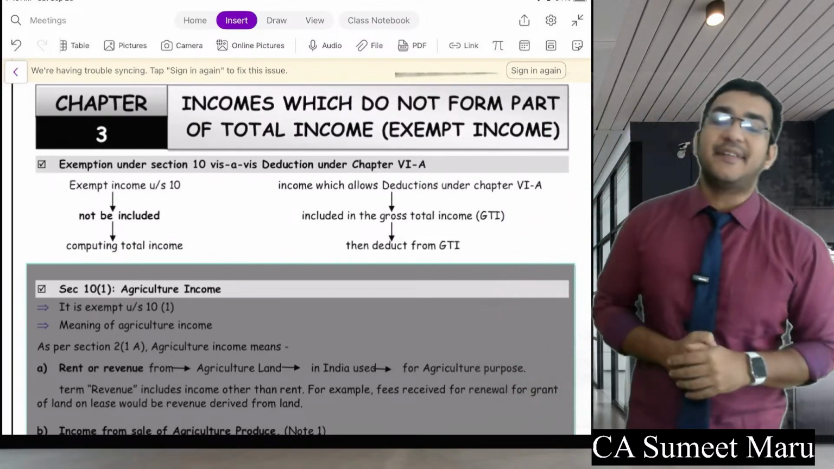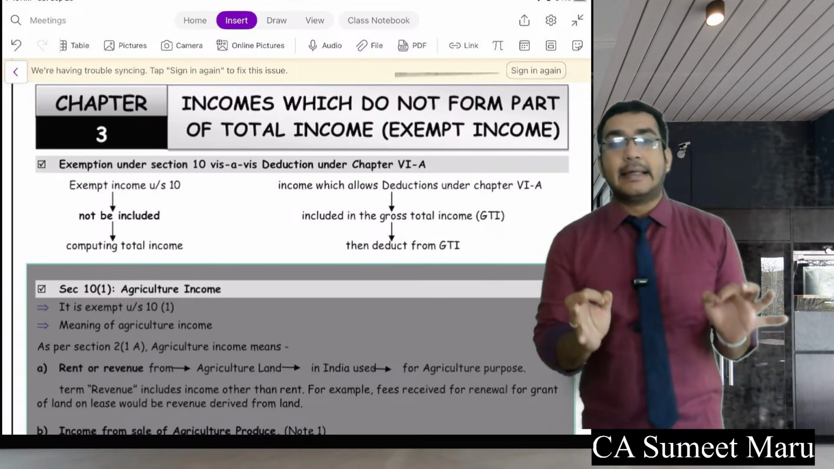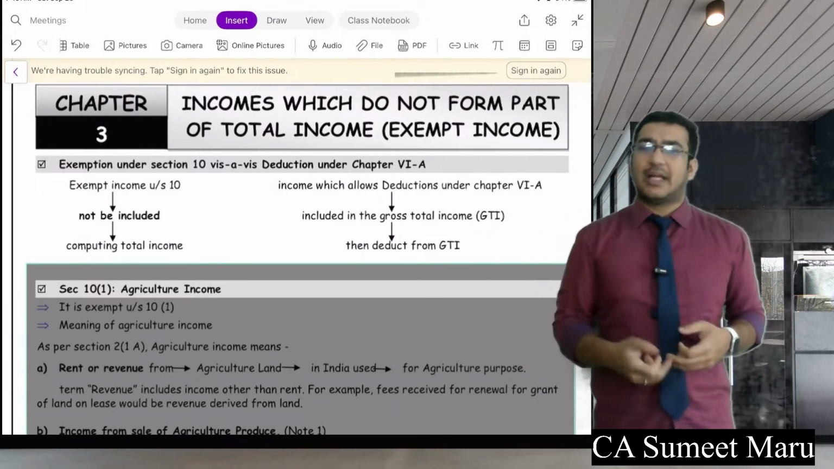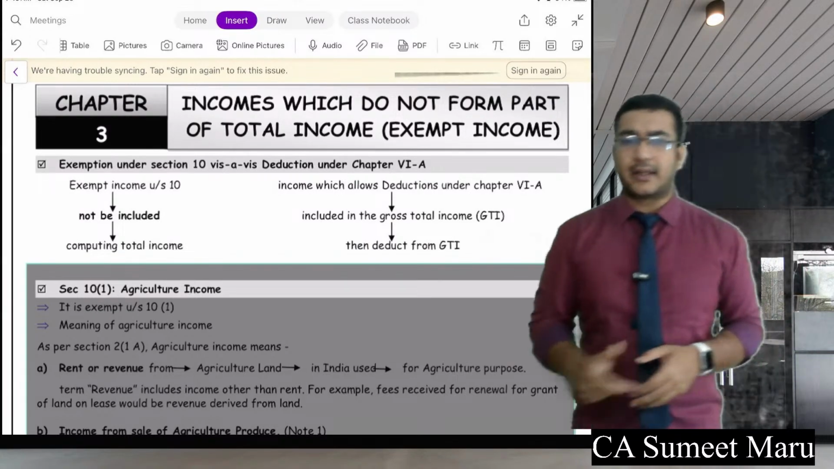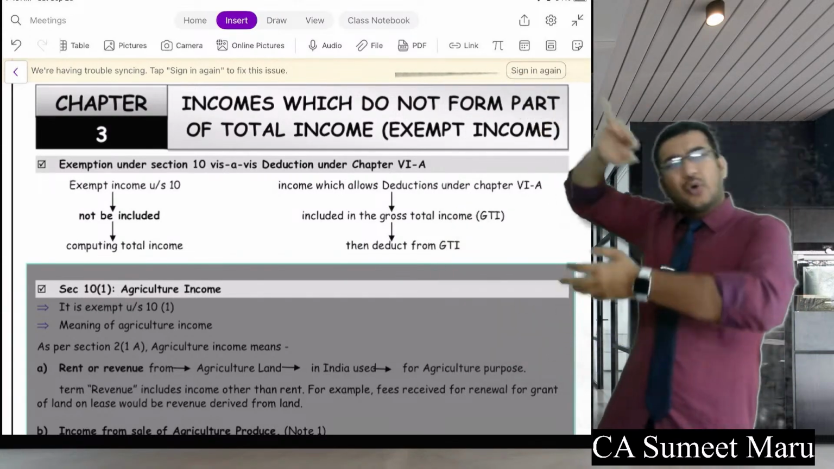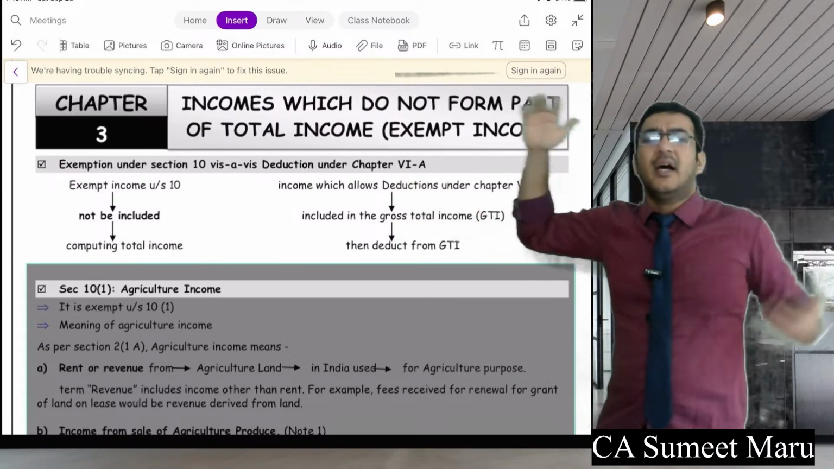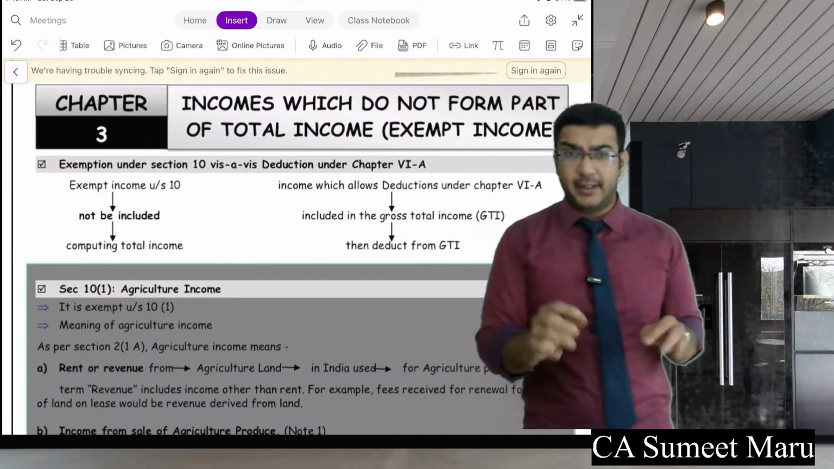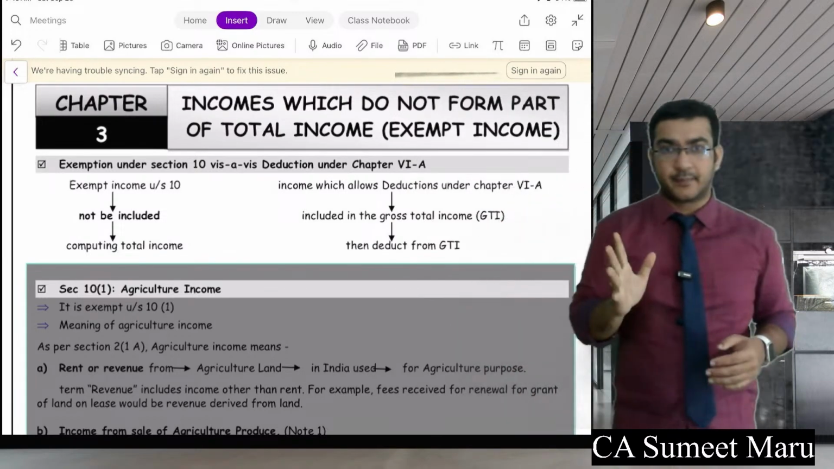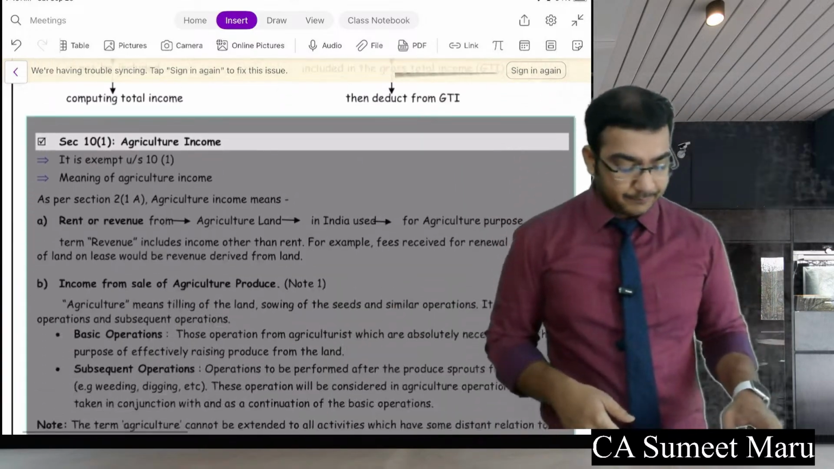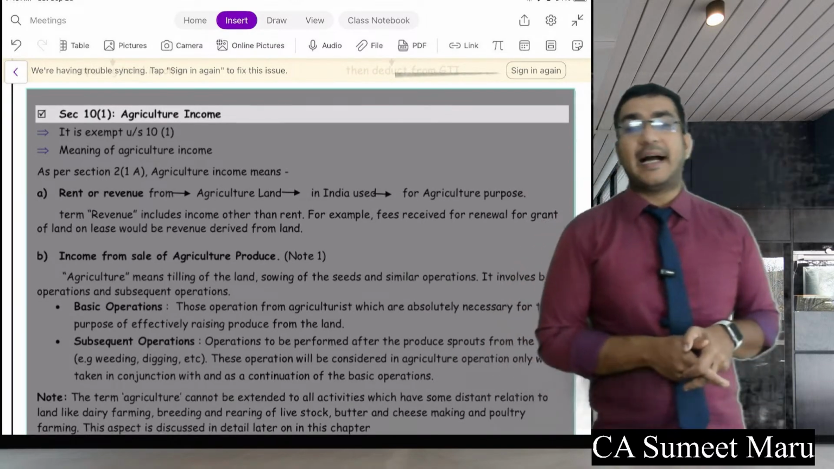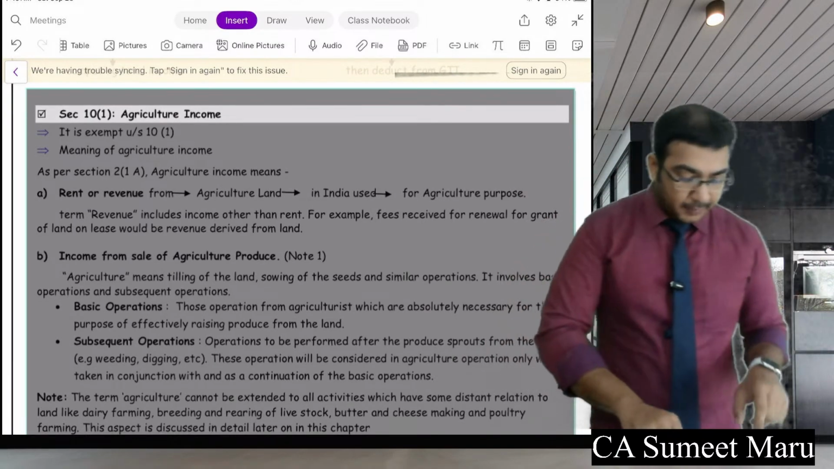The topic number 3 is your exempt income, which is also known as income which does not form part of total income. When you calculate the total income from all the heads, this particular income will not be part of your total income. That's why it is known as exempt income. The first part of exempt income is your income from agriculture operations. Please pay attention here, guys.